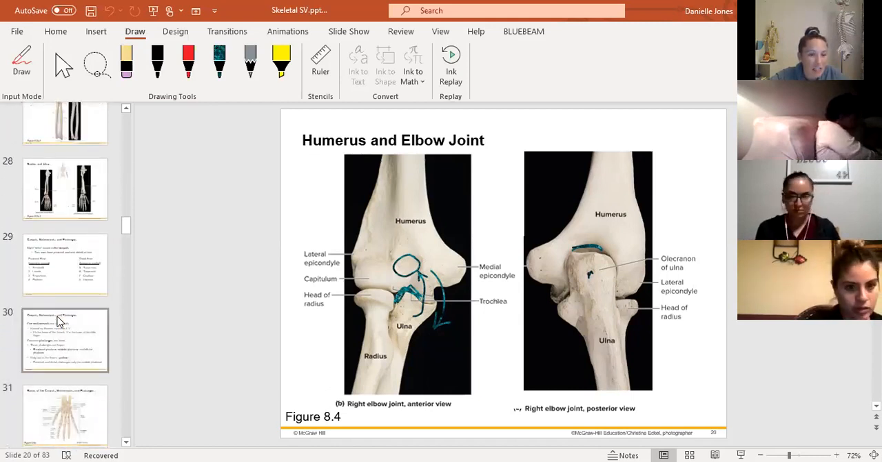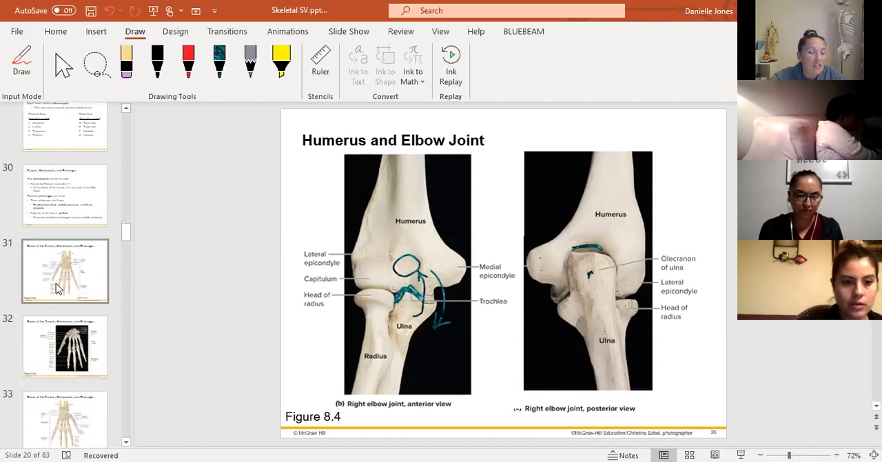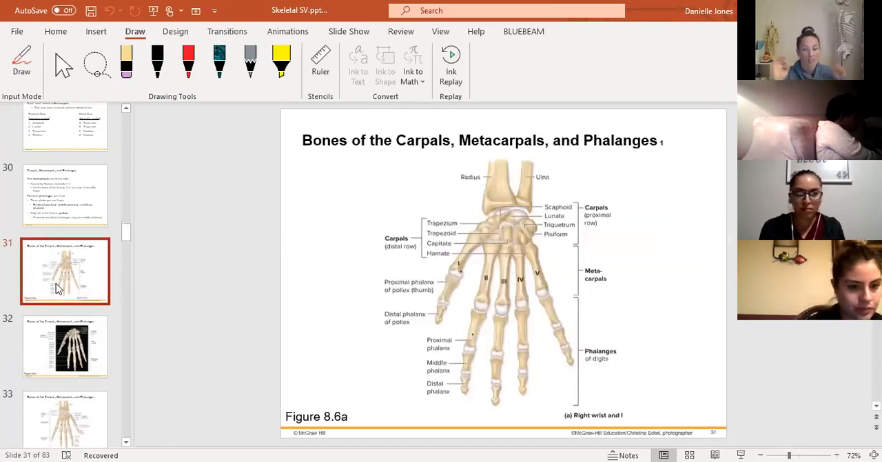Okay, let's go on to the hand. Now, the hand is going to be very similar to the feet.